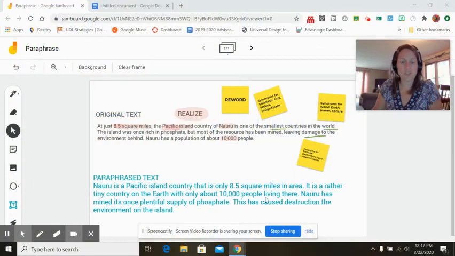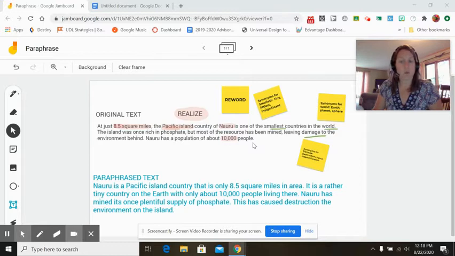All right, let's put this strategy to work. Here we have an original text: At just 8.5 square miles, the Pacific island country of Nauru is one of the smallest countries in the world. The island was once rich in phosphate, but most of the resource has been mined, leaving damage to the environment behind. Nauru has a population of about 10,000 people.